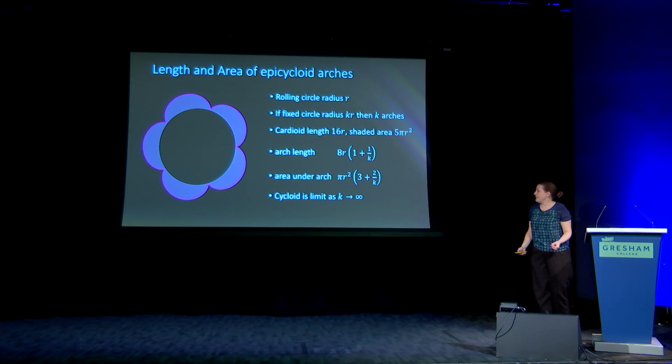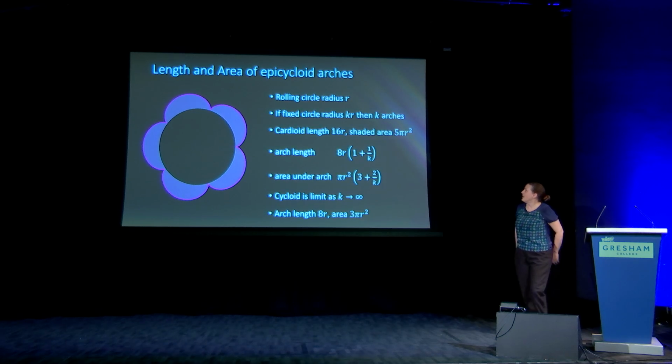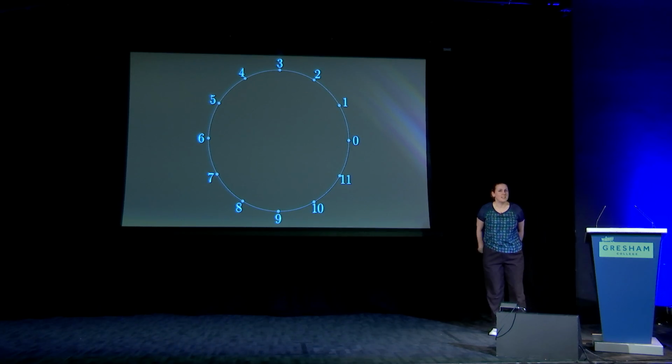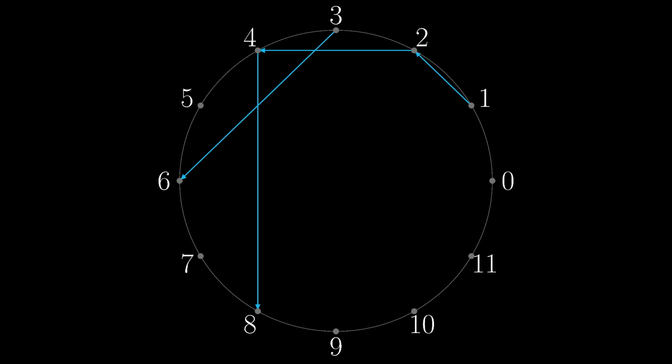There's a really nice way to produce a cardioid. I won't go into the details, but you can try this at home. What you do is you get a circle, you mark off some points equally spaced around the circle. So I've got 12 points, kind of like a clock, just as a starter. And what you do is you join each point to its double. So 1 goes to 2, 2 goes to 4, 3 goes to 6, 4 goes to 8.